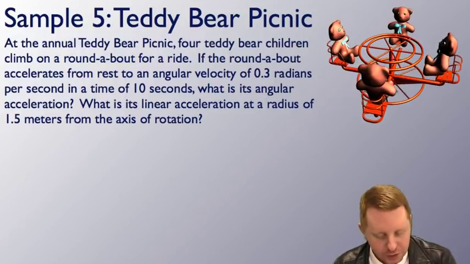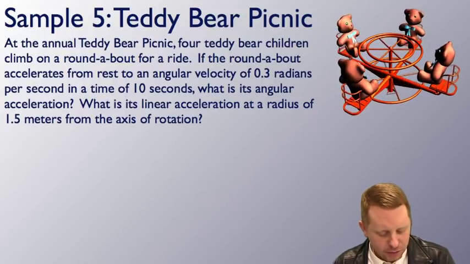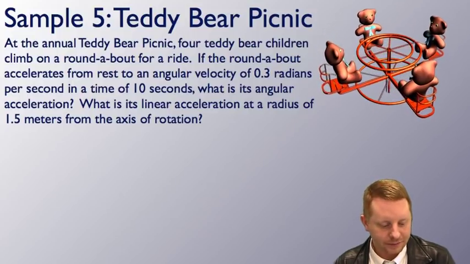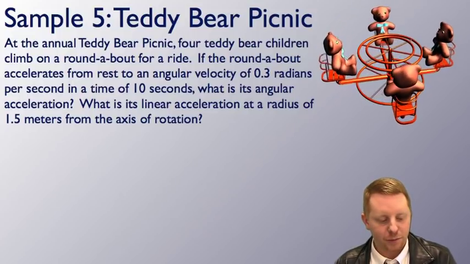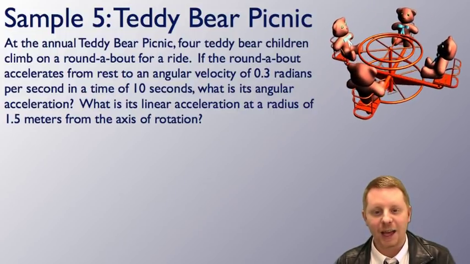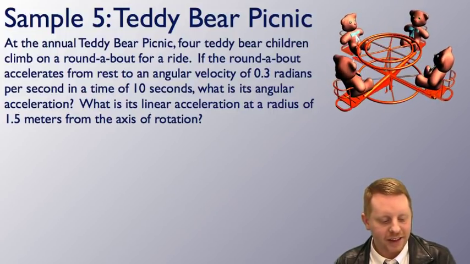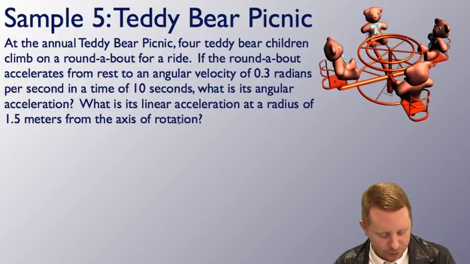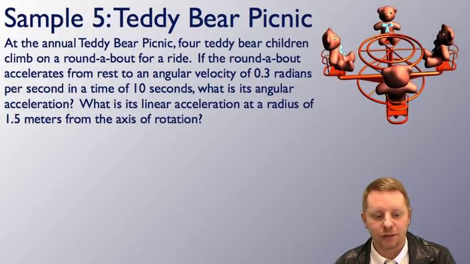All right, coming back to a slightly nicer world, at the annual teddy bear picnic, four teddy bear children climb on a roundabout for a ride. If the roundabout accelerates from rest to an angular velocity of 0.3 radians per second in a time of 10 seconds, what is its angular acceleration? What is its linear acceleration at a radius of 1.5 meters from the axis of rotation?